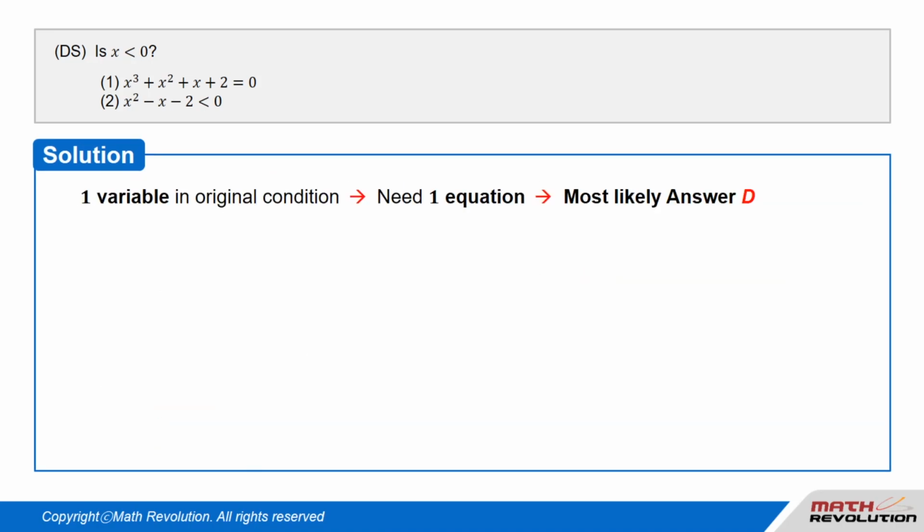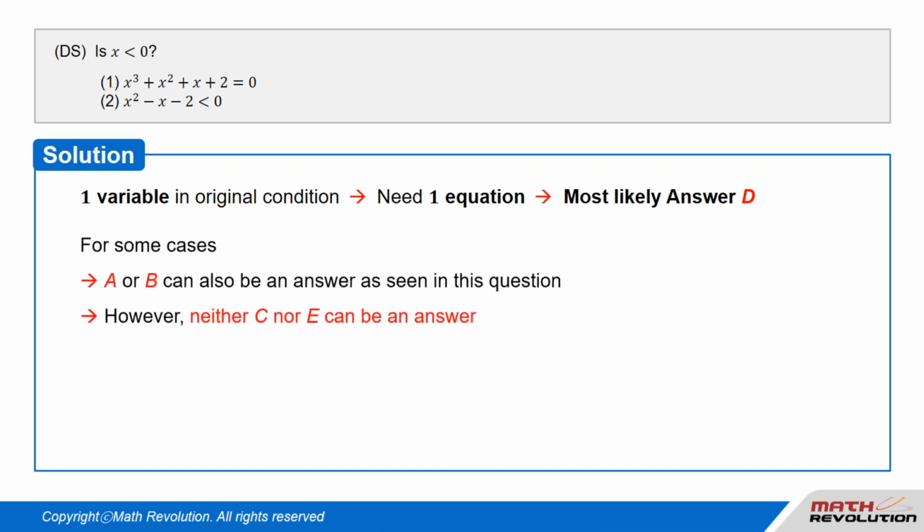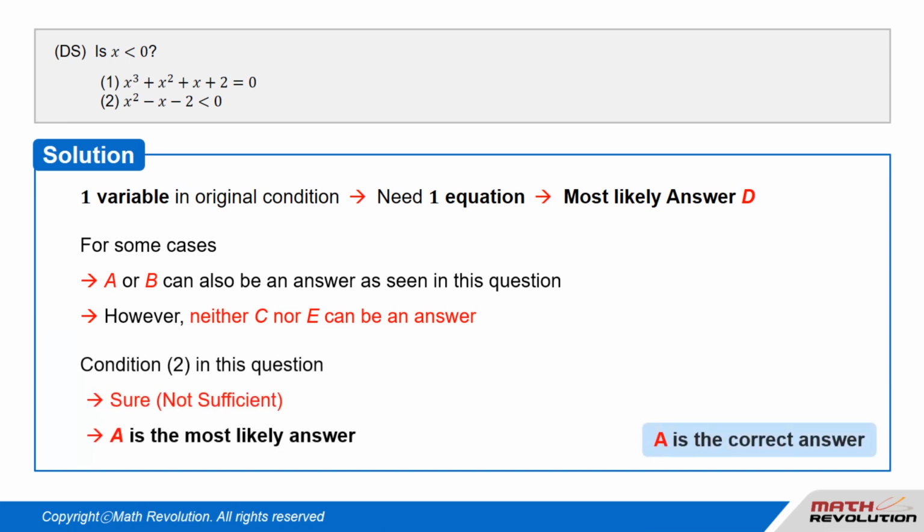When we have one variable in the original condition, we need one equation. In this case, it is most likely that D is the correct answer. For some cases, A or B can also be an answer as seen in this question. However, neither C nor E can be an answer. With condition 2 in this question, we know for sure that it is not sufficient, so A is most likely to be an answer. Logically speaking, this is how we reach our answers in the DS section using the variable approach method.